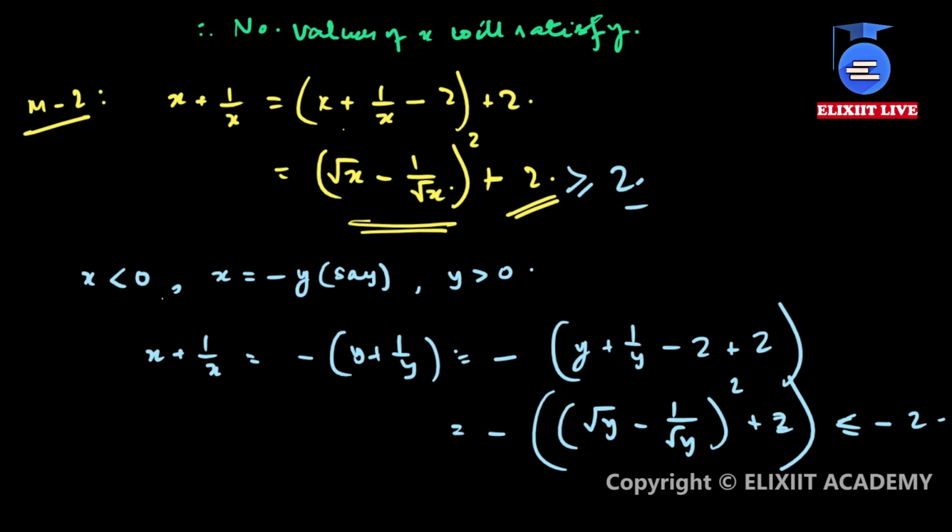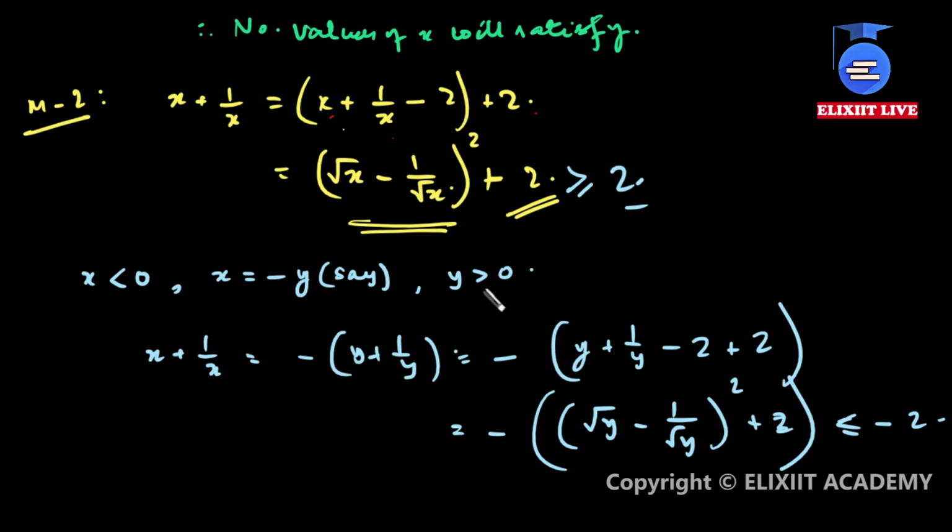In the second method, we are using the method of completing squares actually. We are forcefully trying to bring this whole square over here. x plus 1 by x is actually x plus 1 by x minus 2 and plus 2. We are doing this adjustment over here, -2 and +2.